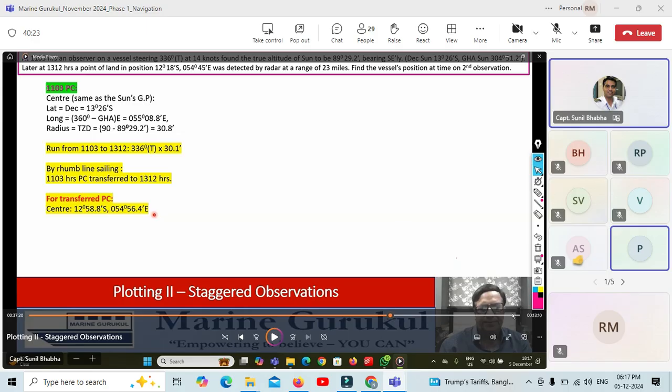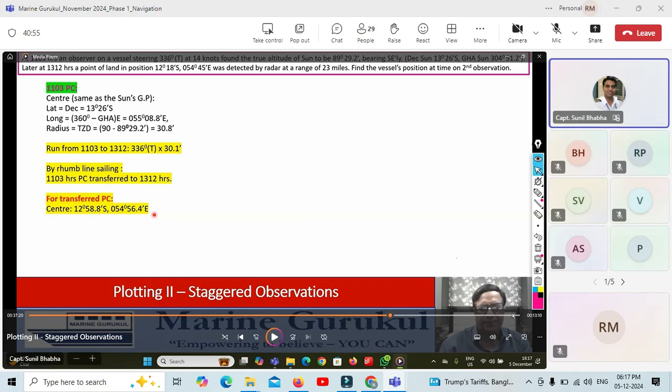Sir, excuse me, sir. Go ahead, beta. Sir, the radius is whatever 30.8 is calculated, sir. Right. Could I get a little explanation, sir, of how we took the TZD? Beta, tell me one thing. Yesterday I showed you a slide where we saw how a high altitude observation is plotted. And I told you what the center of the circle will be and what the radius will be. You remember? Yes, sir, you told us.